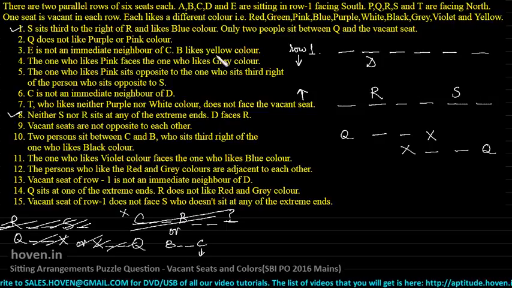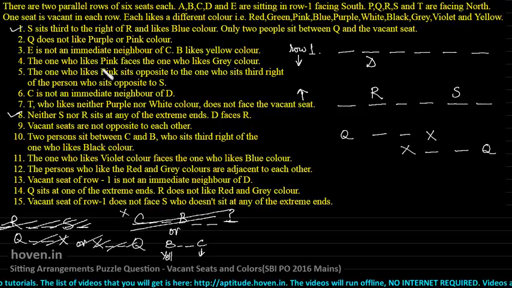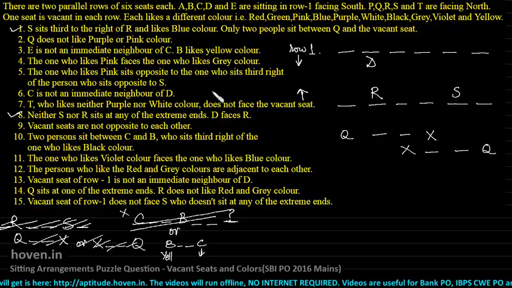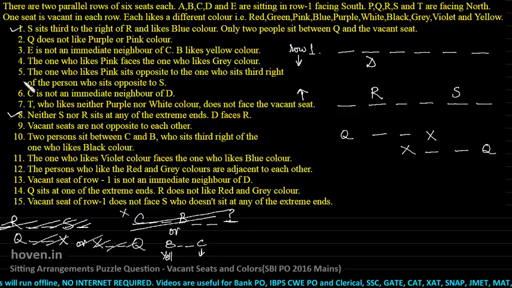B likes yellow color, this is interesting, so I'll write here yellow. That will tell me that B likes yellow color, so I can keep it for my records for the present. The one who likes pink faces the one who likes grey color. Now that also we don't know anything. The one who likes pink sits opposite to the one who sits third right of the person who sits opposite to S. A bit jumbling, but we can, I think, work with it because S is fixed.